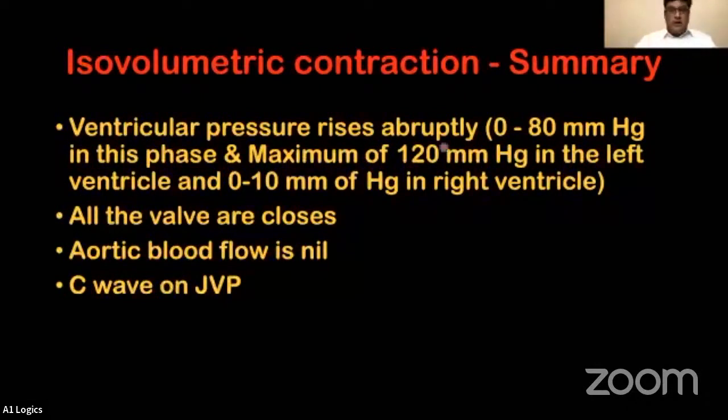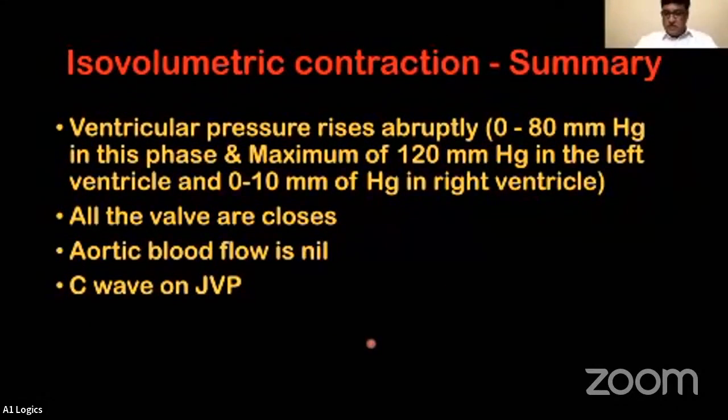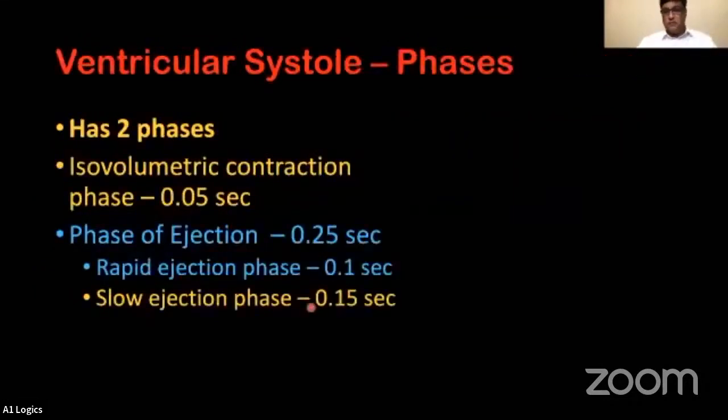The ventricular pressure rises abruptly from 0 to 100 because it has to force open the valve. The maximum pressure it can reach is 120 millimeters of mercury in the left ventricle and 0 to 10 mm of mercury in the right ventricle. All the valves are closed, as I said, and aortic blood flow is nil, and you can see a C wave on the JVP. I hope this clears the ventricular system.